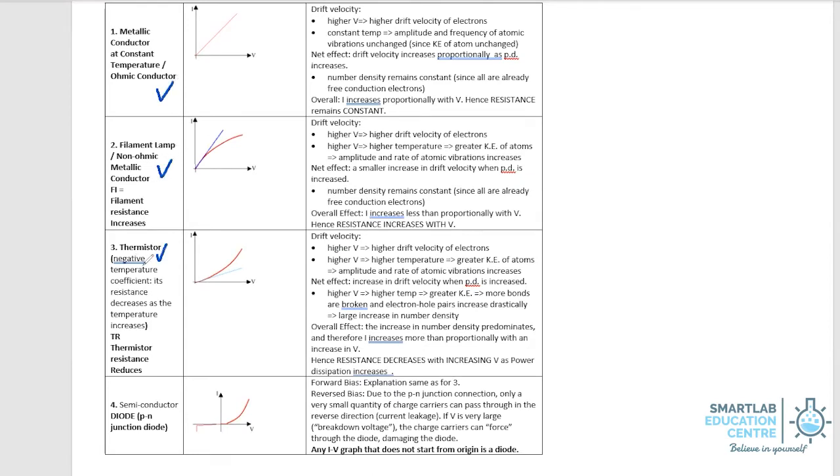In the A-level syllabus, we're looking at NTC, which is negative temperature coefficient thermistors, where the resistance, in fact, decreases as the temperature increases. That is depicted in the IV graph, and the resistance at point B will be lower than the resistance at A.